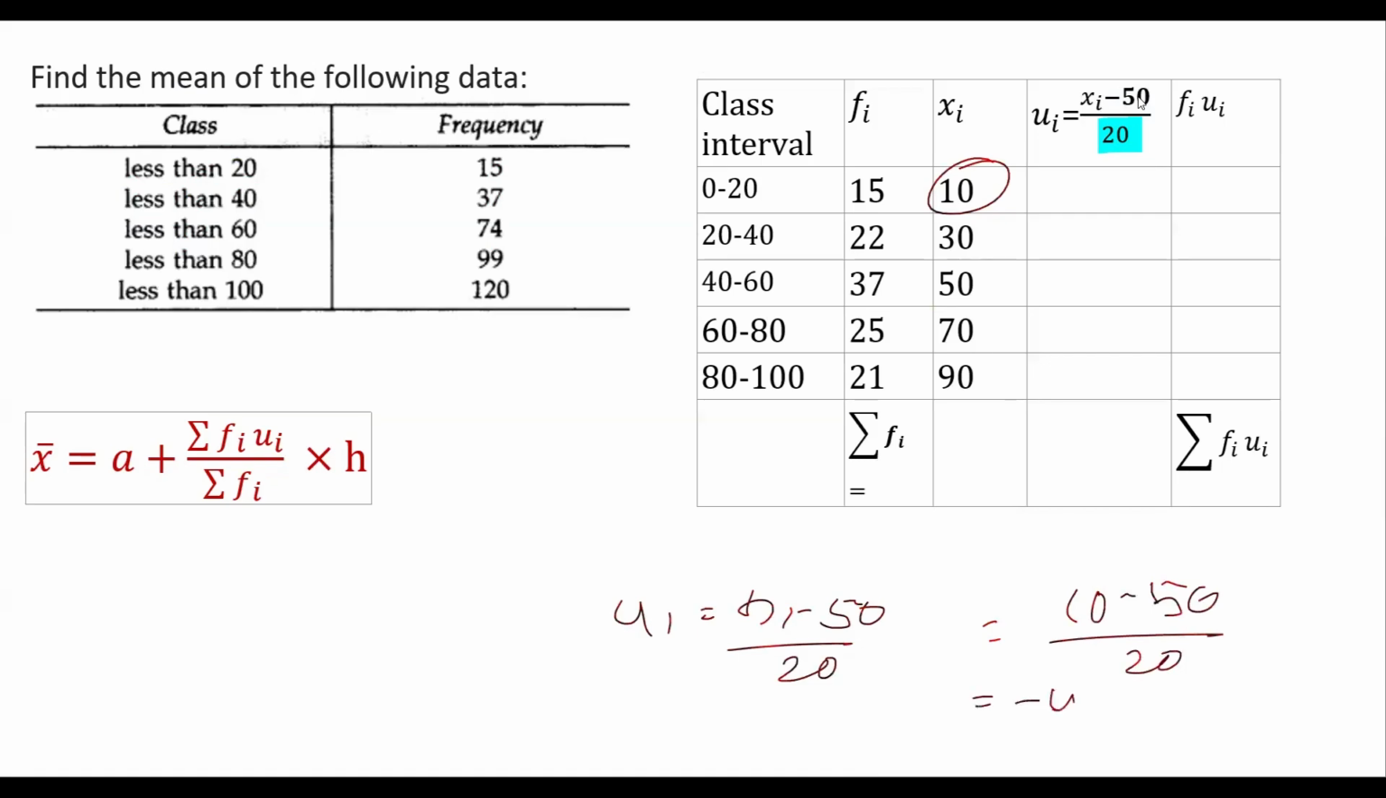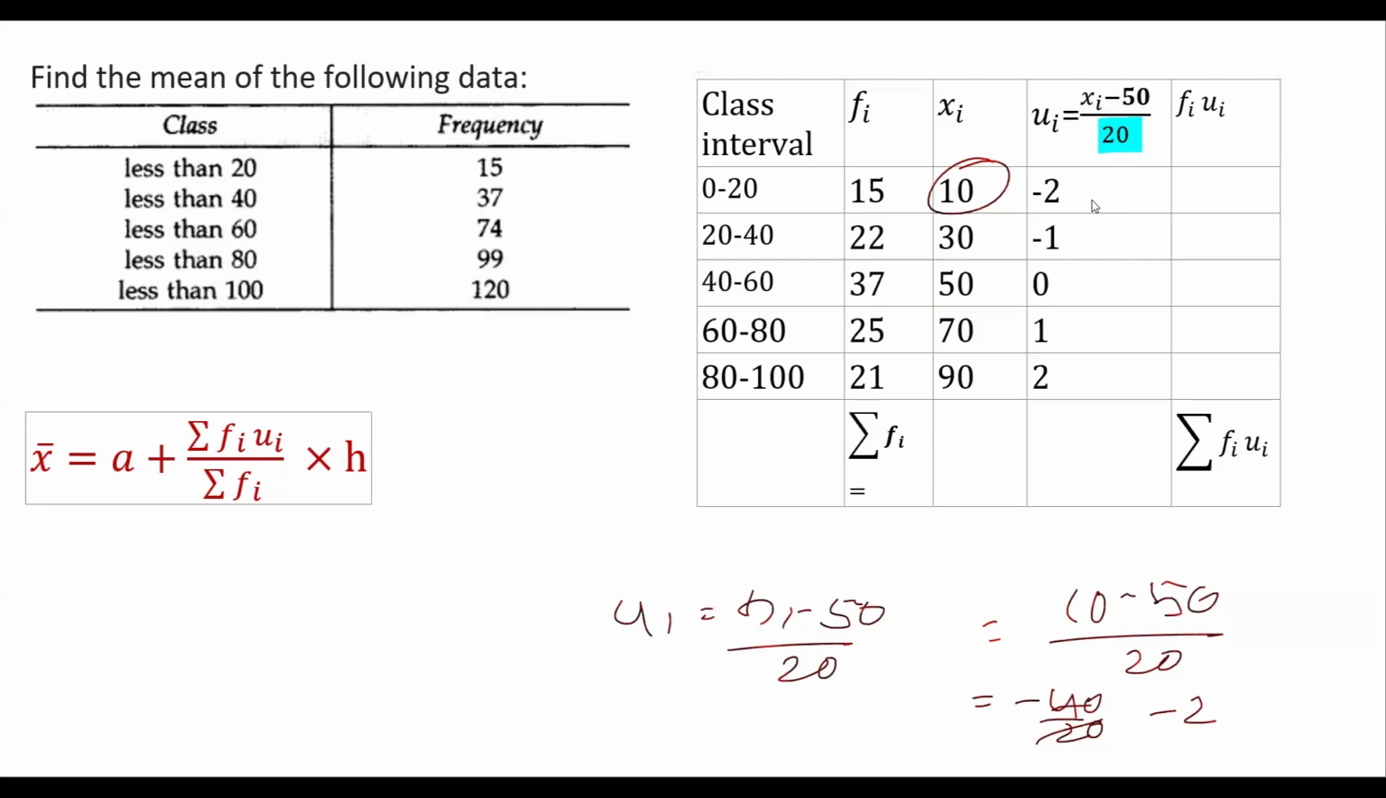So it's going to be minus 40 over 20. So we'll get minus 2. I'll be writing minus 2 here. Then it should be minus 1, then 0, 1, and 2.